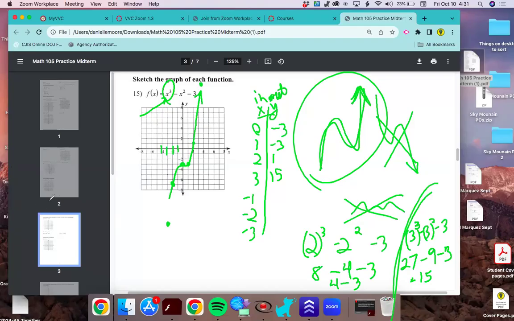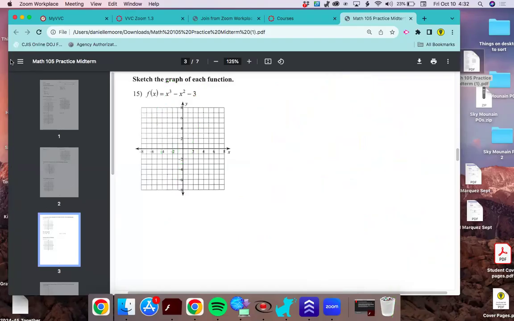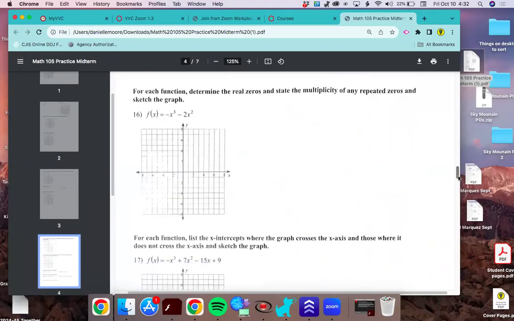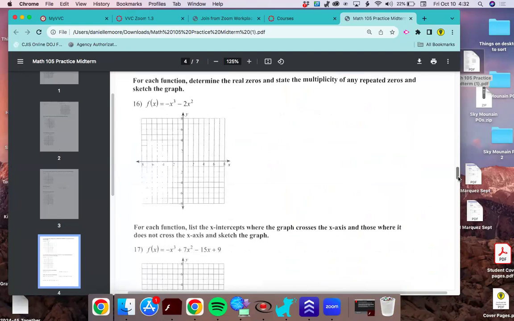All right. Layering it up. Number 16. Okay. Finding real zeros. Remember how this goes? We're doing a different blue this time. We'll try and make this kind of painless if we can. Find the real zeros and state the multiplicity of any repeated ones.